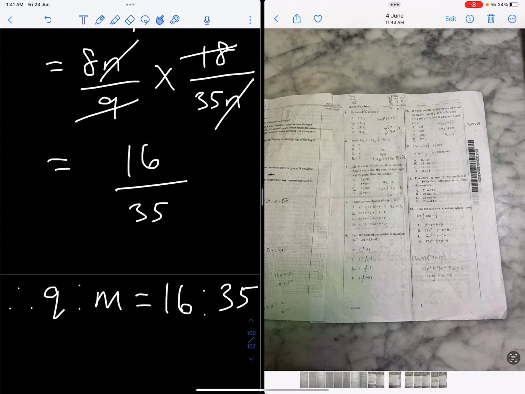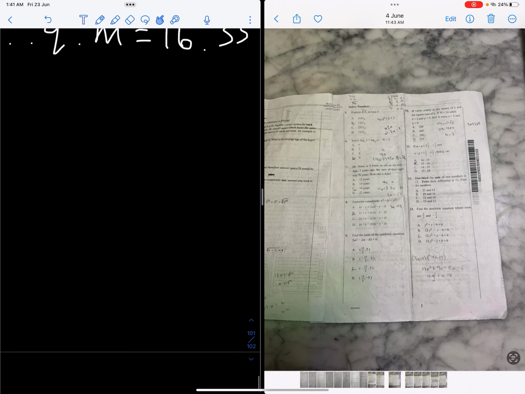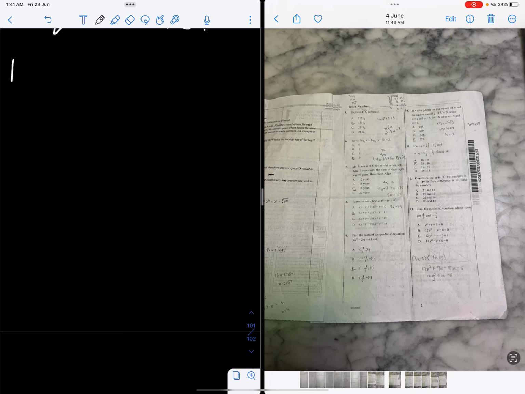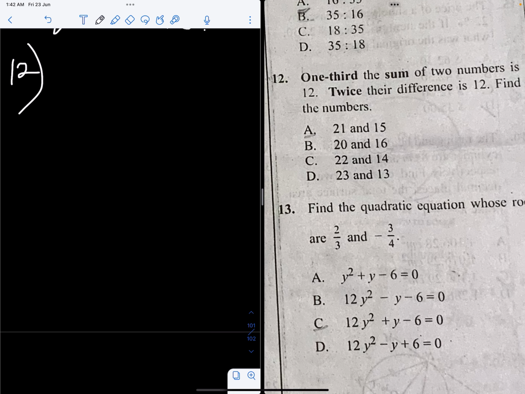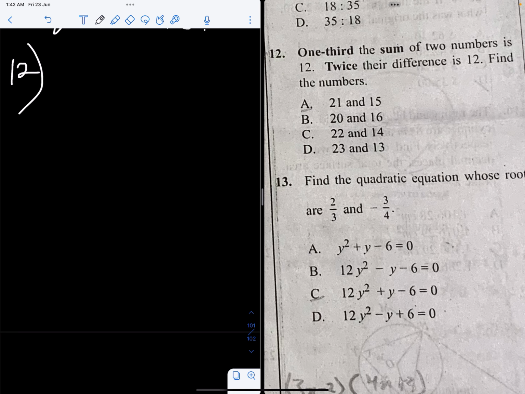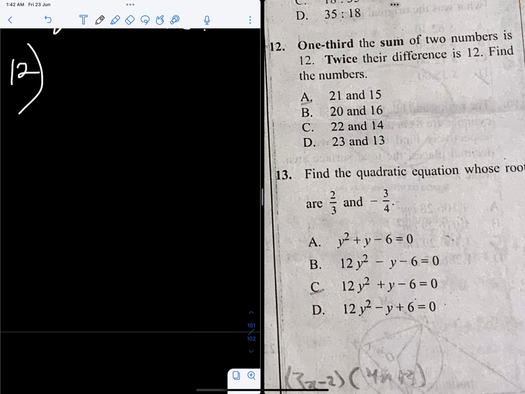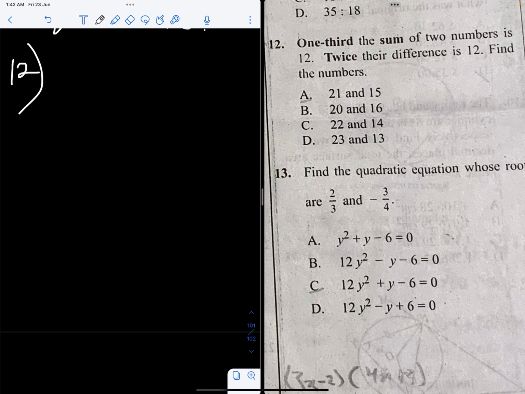Straight to the next, and that's number 12. Let's see the question. One third the sum of two numbers is 12. Okay, let the numbers be a and b.